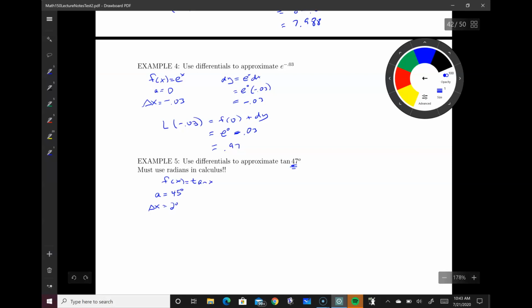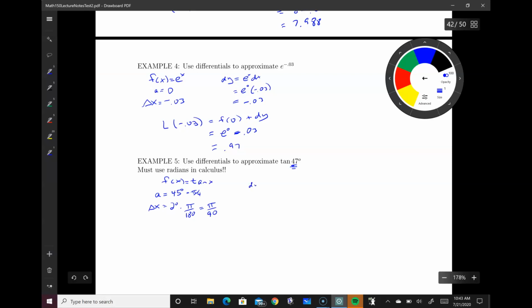Okay, so let's change this to radians right away. So you know that this is pi over 4, and then you know that to change degrees to radians, you multiply by pi over 180. So that gives us pi over 90 radians for the delta x.